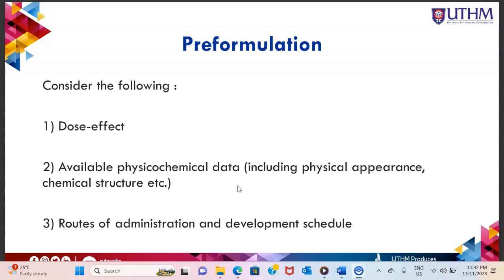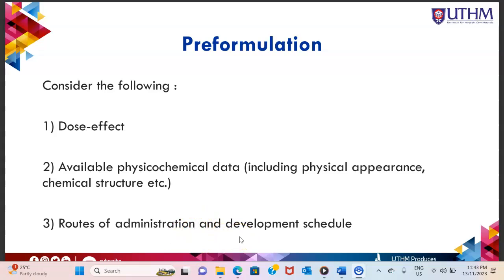For example, if you are formulating a poorly water-soluble drug, pre-formulation studies would involve assessing its solubility profile. So this data would inform decisions on whether to include solubilizing agents or use a specific formulation technique such as nanosuspensions to enhance drug solubility. And we have the third point here, which is the route of administration and development schedule.